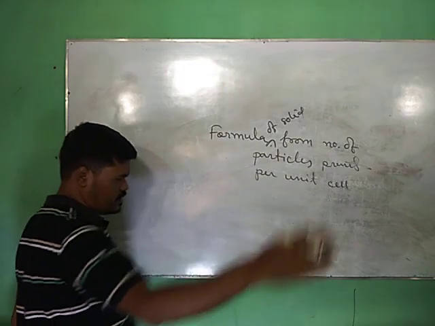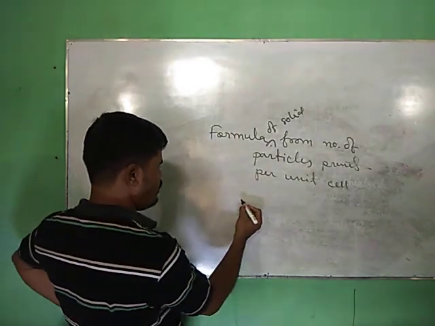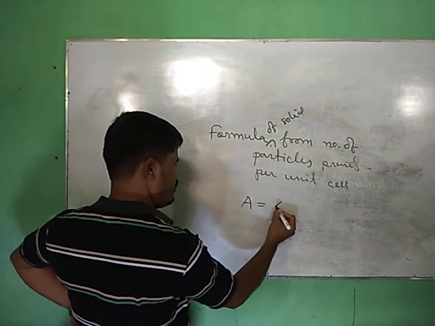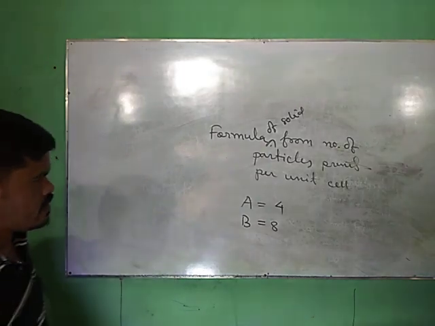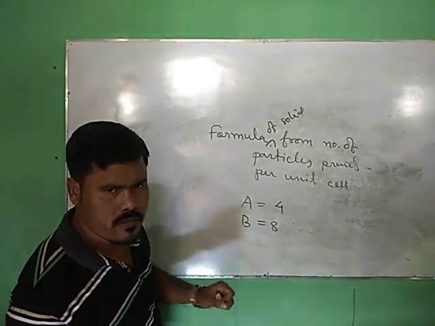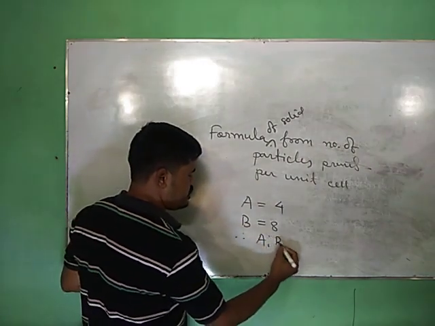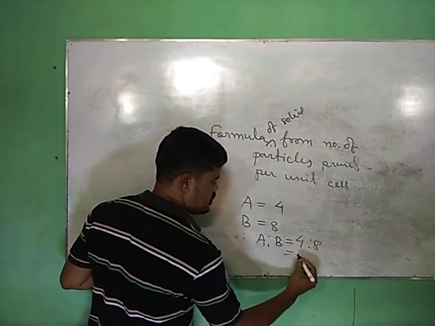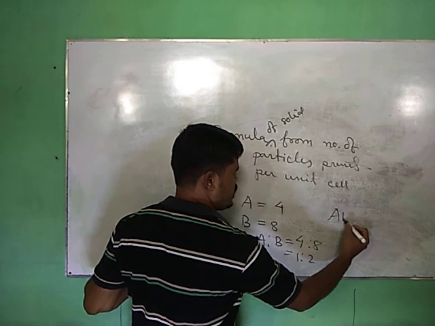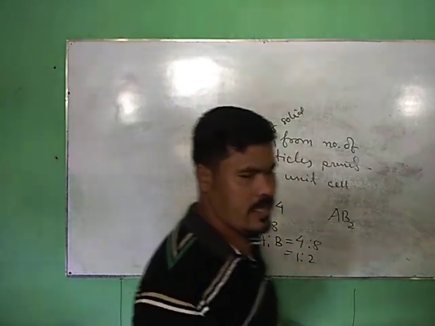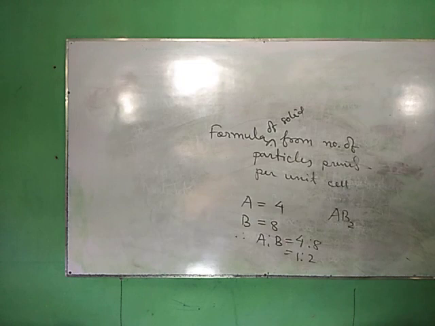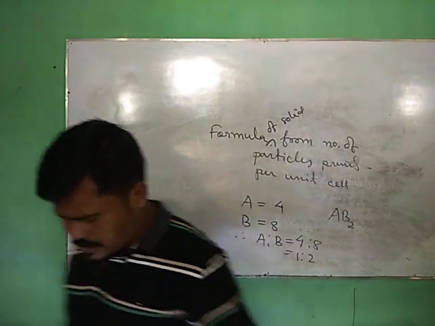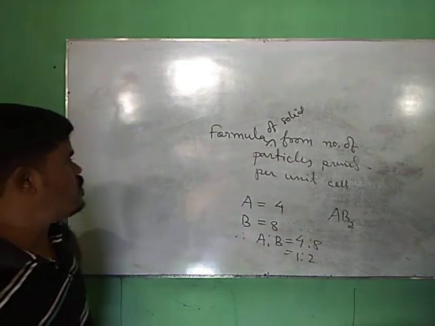Let us consider one unit cell. Suppose the unit cell contains 4 atoms of A and 8 B atoms. Then the simplest whole number ratio will be A is to B equal to 4 is to 8, so it will be 1 is to 2. So we will get the formula as AB2, by calculating the number of particles present in the unit cell to derive the formula of a crystalline solid.